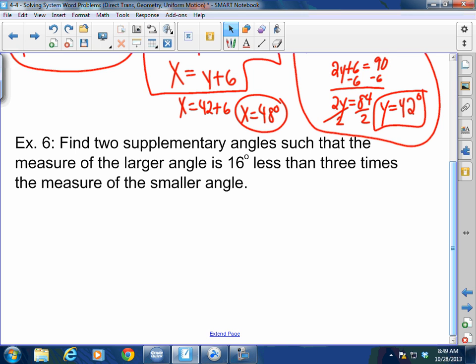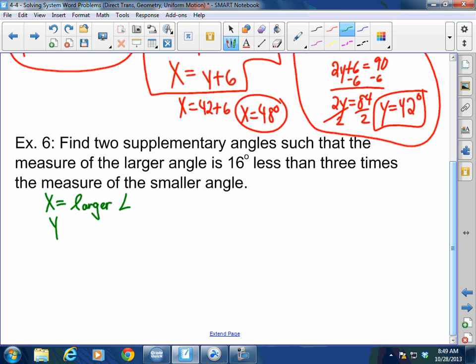Okay, find two supplementary angles such that the measure of the larger angle is 16 degrees less than 3 times the measure of the smaller angle. Again, we've got a large, small angle here. I'm going to call x the larger angle, and y is going to be the smaller angle. Please, guys, don't be afraid of using any variable you want. I just like to stay consistent. I don't like to confuse myself very much, so I like x and y.